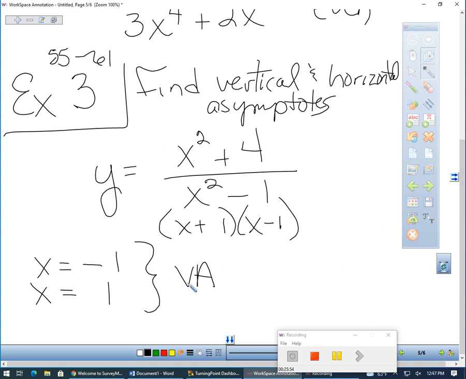Horizontal asymptote, it's 1. Remember your horizontal asymptote. You take your highest degree, which in this case is x squared, and you take the coefficient. This is y equals 1x squared, or 1 over 1x squared. So we have a horizontal asymptote at y equals 1. We're good? Anybody need me to clarify that further?